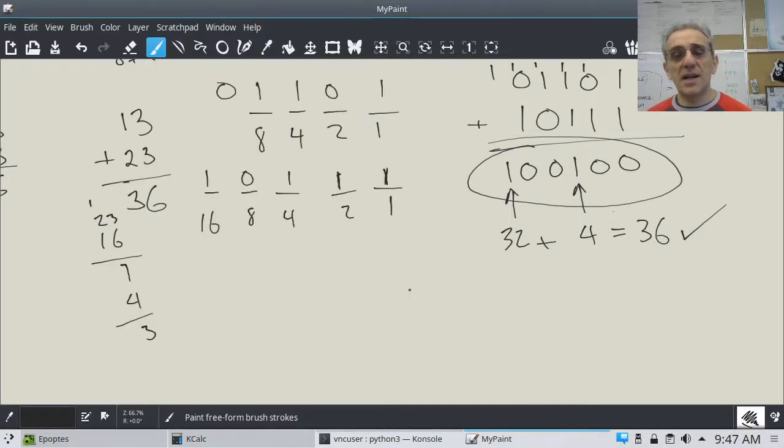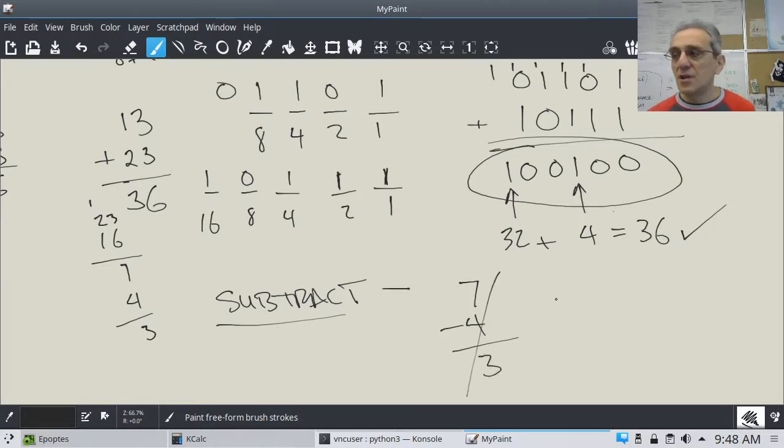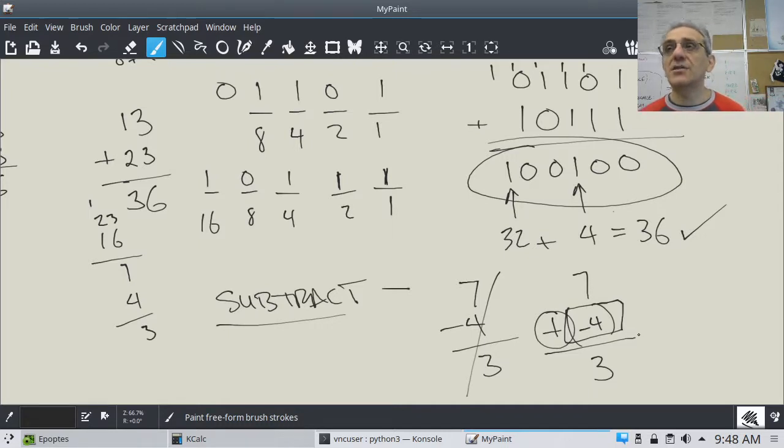However, the last thing we're going to do today is subtracting. We've done adding, and now the question is, how do you subtract? Well, the answer is that you actually don't subtract. The way you subtract is you add negative numbers. Let's say I had 7 take away 4. I know the answer is 3, but that's not the way you do it. You go 7 plus negative 4, and that's equal to 3. In essence, we're still adding, but we're adding the negative of the number. So that's how you subtract.